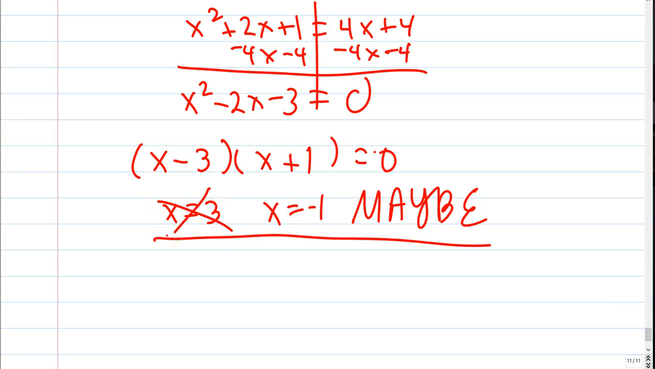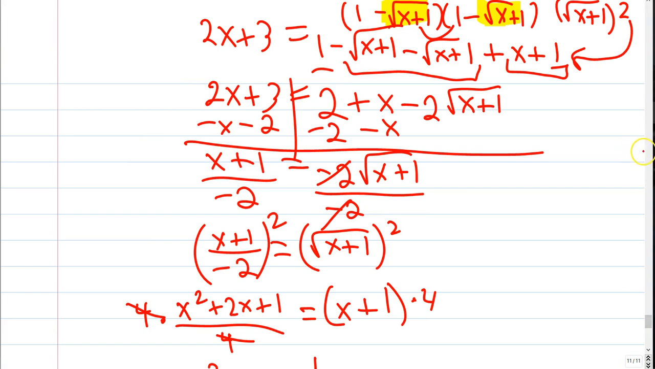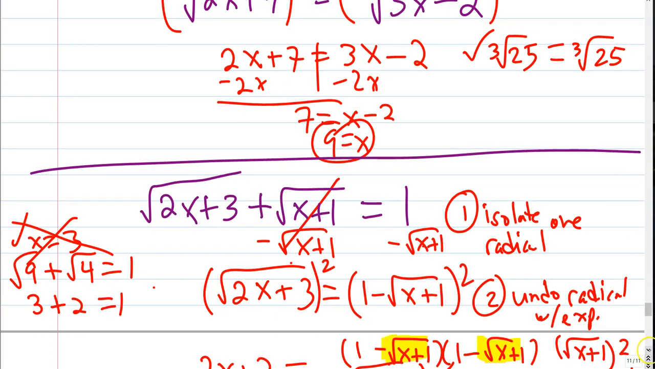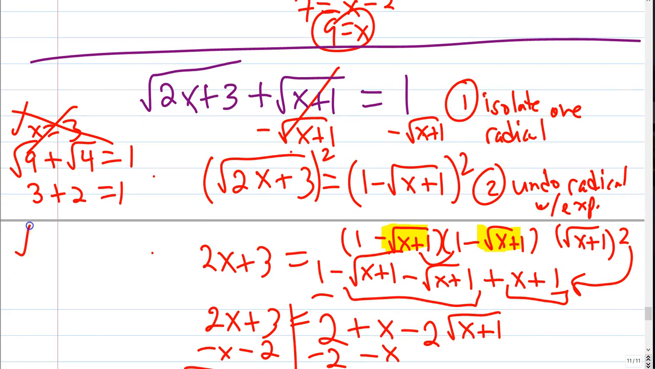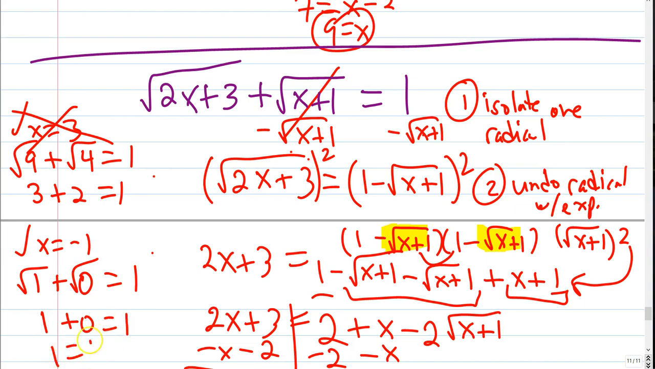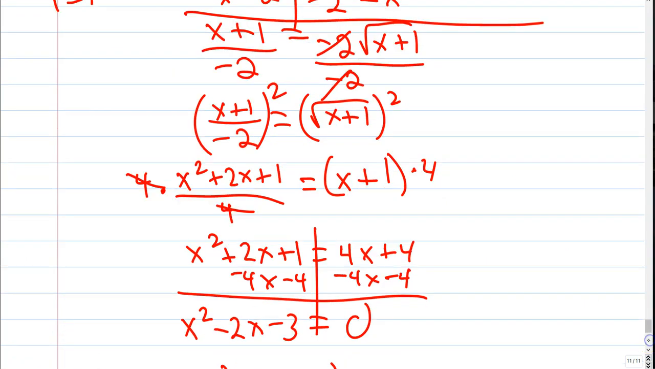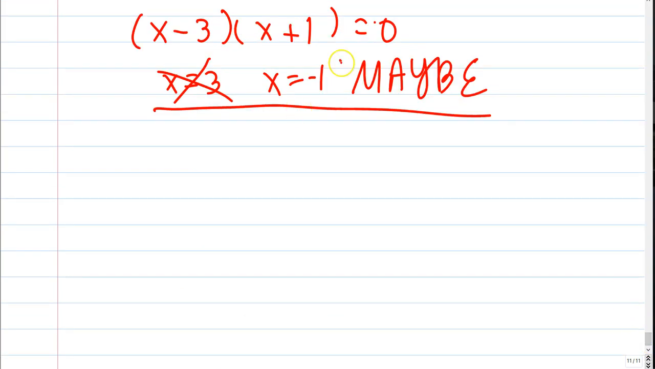Surely negative 1's wrong, right? Well, let's see. Two times negative 1 is negative 2 plus 3, that's the square root of 1. Plus, negative 1 plus 1 is the square root of 0. 1 plus 0 equals 1. Look at that. Our only answer here is the negative 1. So that's a little trickier, but that's all the examples you're going to see.